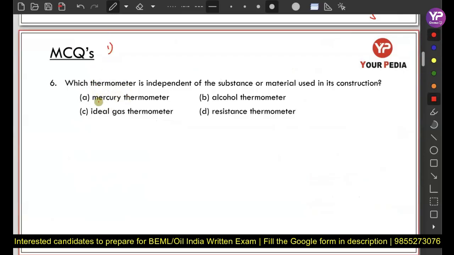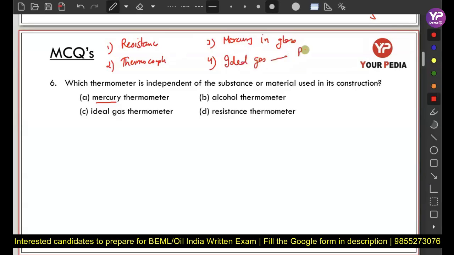First we have a mercury thermometer. First we have a resistance based thermometer here. Then we have a thermocouple. Then we have a simple mercury in glass thermometer. Then we have an ideal gas thermometer, which is of two types. The first one is the constant pressure thermometer, and then we have a constant volume thermometer. So there are a total of five thermometers which you should know here.